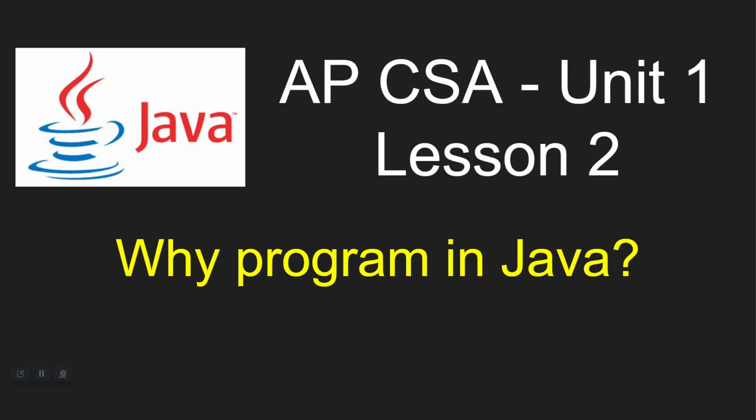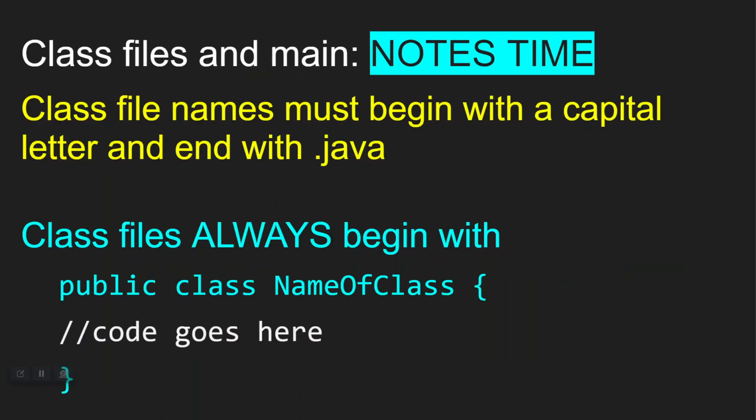All right, well, now let's get into lesson 2, and let's get into some practical stuff here with why program in Java. All right, we'll start by talking about class files and our main method. So class file names must begin with a capital letter, and they must end with .java. And then when you begin writing the class itself, class files always begin with these 3 words: public, class, and then the name of the class.